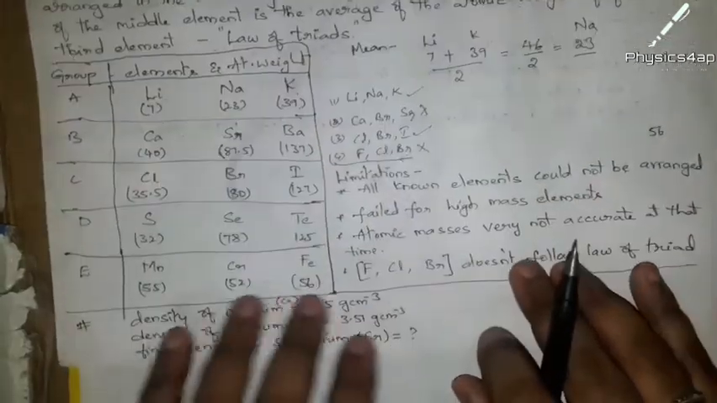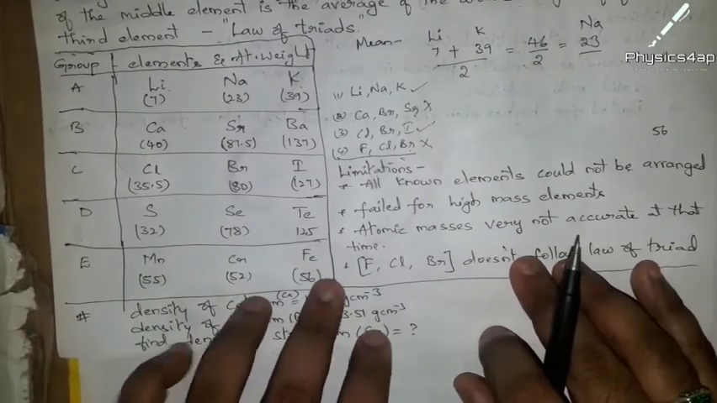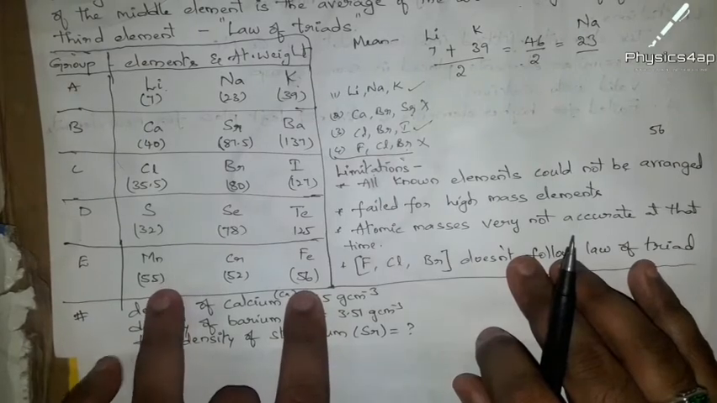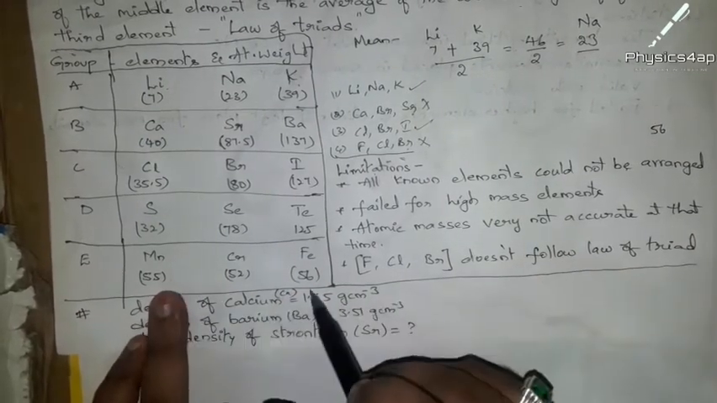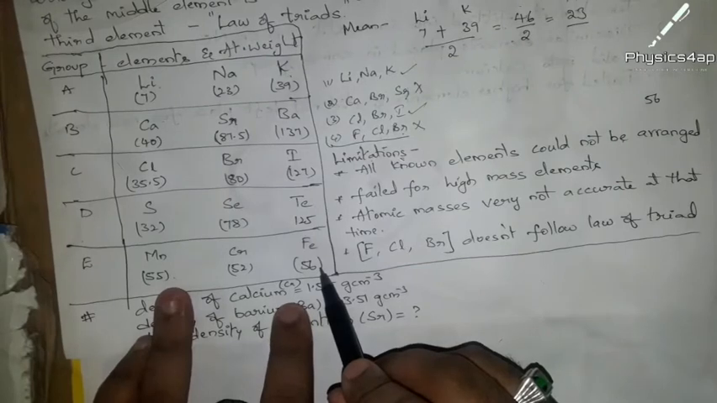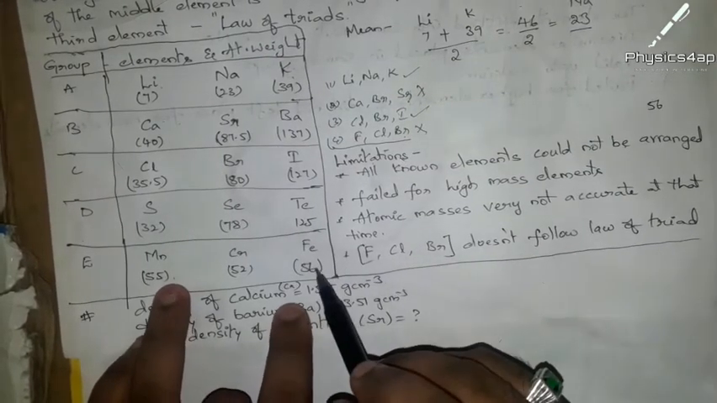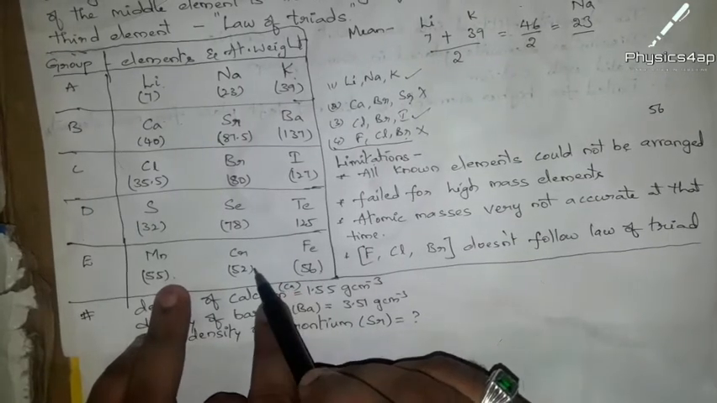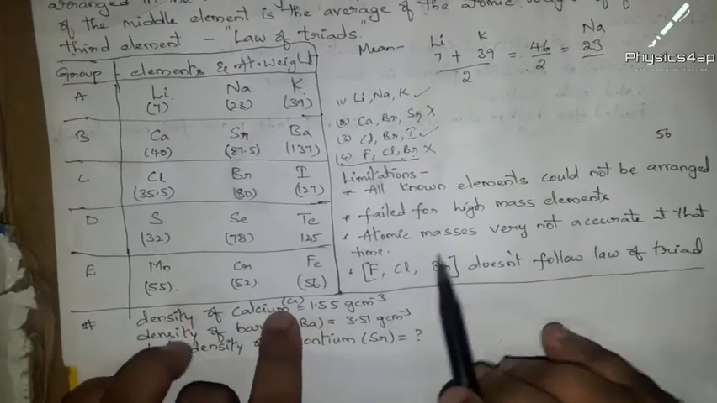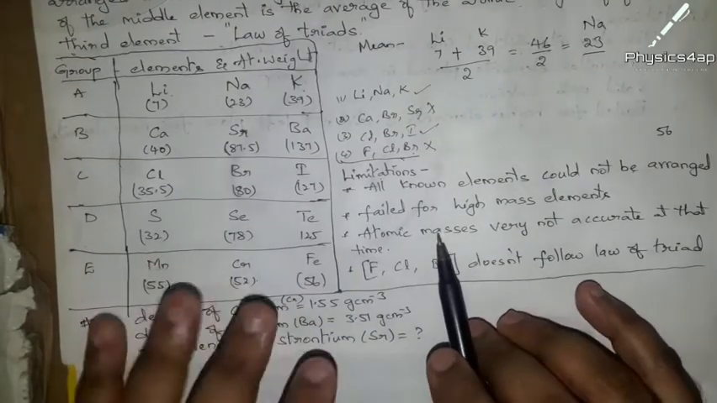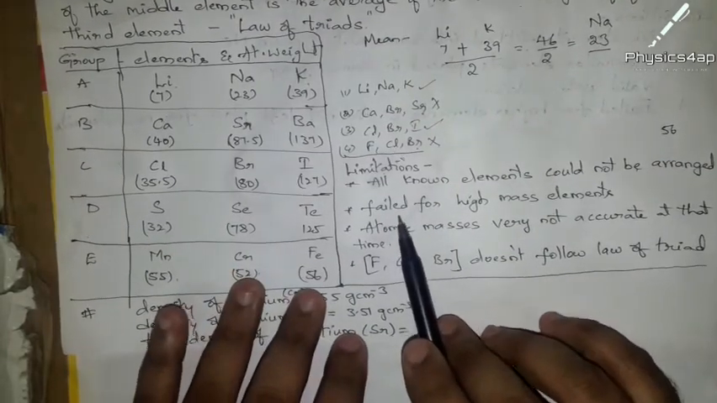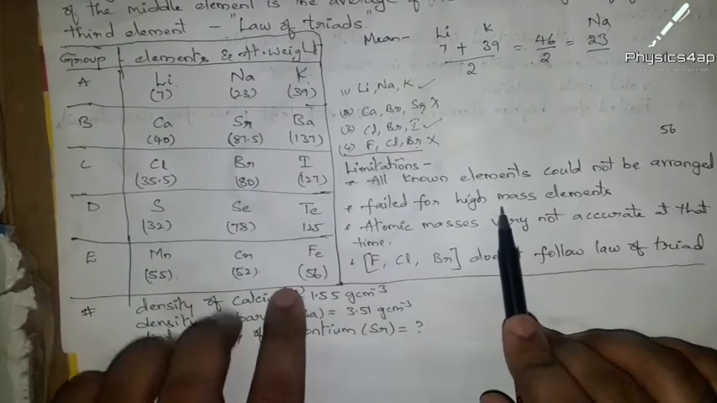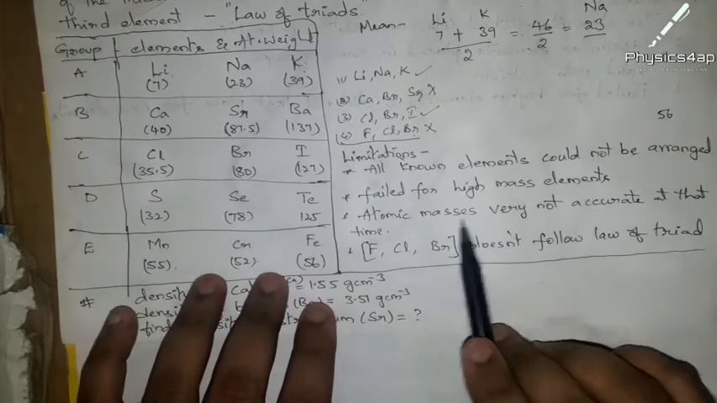Even if you see over here manganese, chromium and iron, if you find the arithmetic mean, how much will you get? Here we have 55 and here we have 56. So the arithmetic mean will come as something like 55.5. But here we get chromium as 52. So there are some exceptions and failures for this, and this law has failed for the higher mass elements like this.